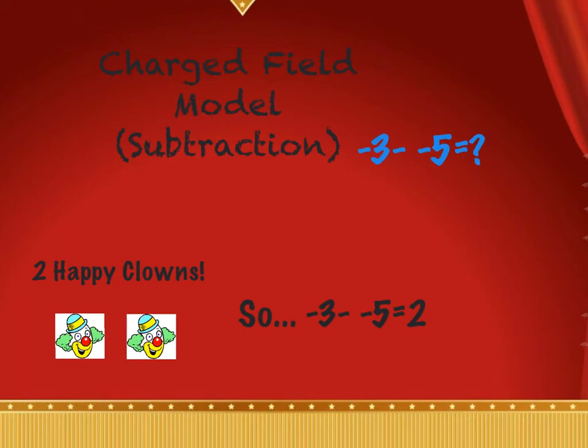So what we have left is negative 3 minus a negative 5 actually equals a positive 2. 3 sad clowns take away 5 sad clowns equals 2 really happy clowns.